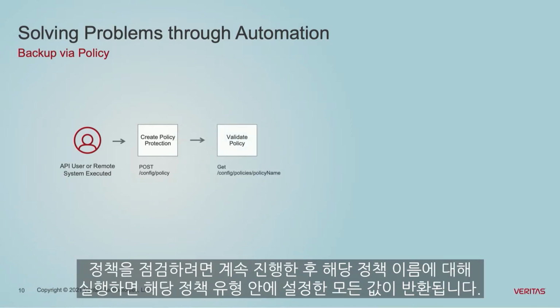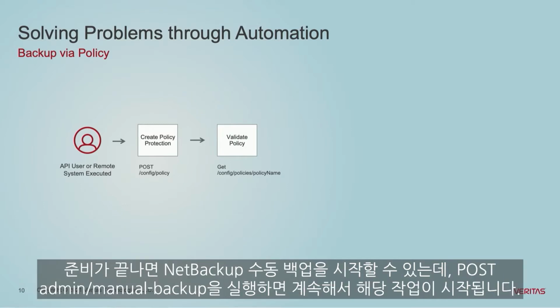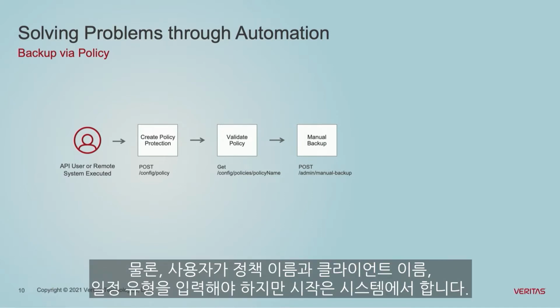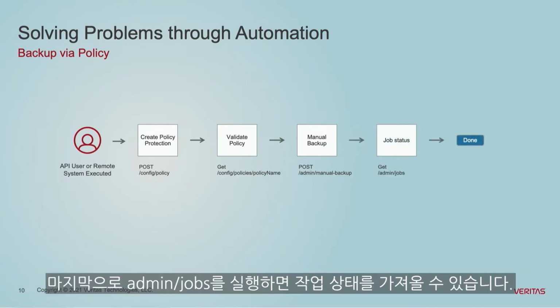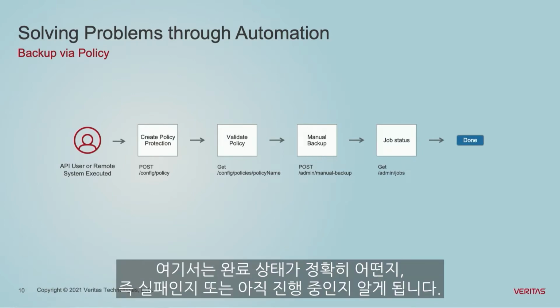If you want to check a policy, you could go ahead and run a GET against that policy name, and that will return all the values that you set up within that policy type. When you're ready, you can instantiate a NetBackup manual backup by running a POST to admin /manual-backup, and that will go ahead and kick off that job. You will need to provide, of course, the policy name, the client name, and the type of schedule, but it will kick that off for you. And then finally, you can get the status of your job by doing a GET on admin jobs, and that'll tell you exactly what the status is, if it completed, if it failed, or if it's still in process.